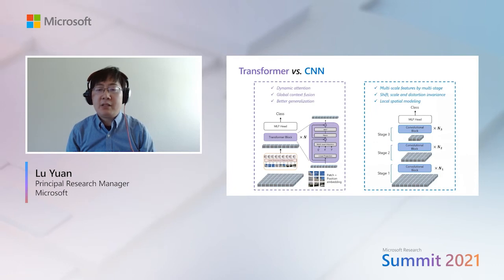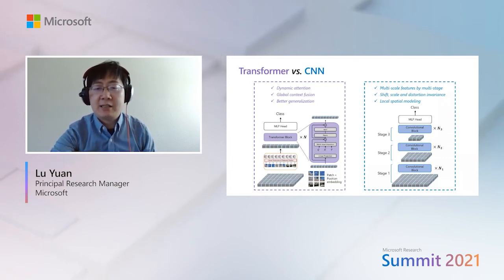CNN learns multi-scale features by multi-stage. The convolutional kernel is shift, scale and distortion invariant. It offers better modeling of local spatial structure. So we have to ask ourselves a question: can we bridge two worlds together and develop a new elegant fused architecture?